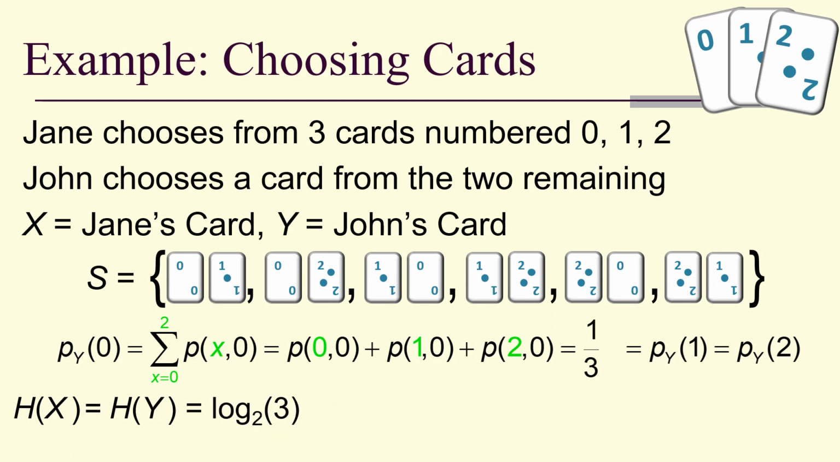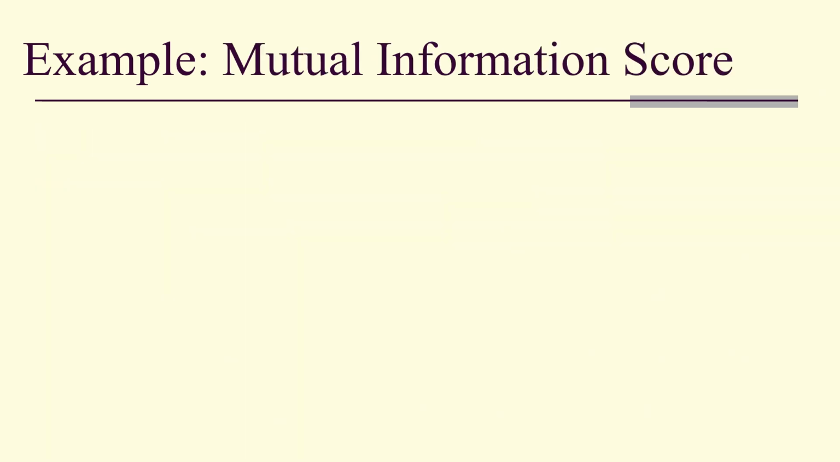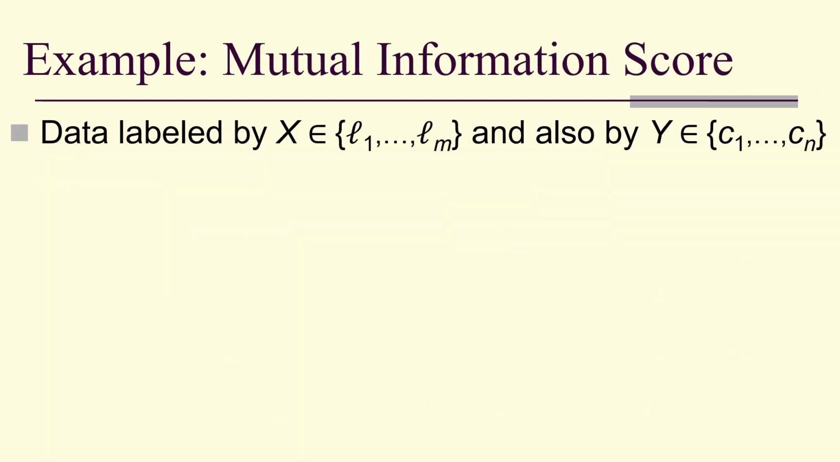That gives me then therefore the log base 2 of 3, which means the mutual information is H of X plus H of Y. That's 2 log base 2 of 3 minus the joint entropy log base 2 of 6. And we can do some simplification. And we get about 0.58496 bits.